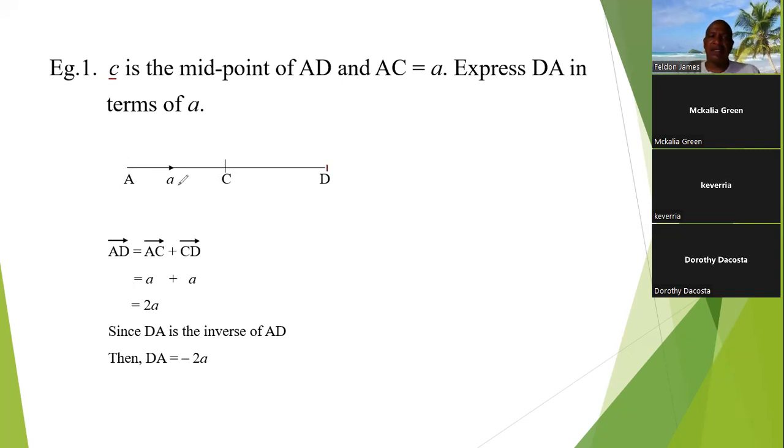Now the length of AC is labeled lowercase a, right? So we are treating the length here with unknown values. We are actually doing a kind of algebra here. So if the length of AC is a, then if C is the midpoint, that means the length of CD, from C to D, is also going to be the same length as A to C. Do you agree?